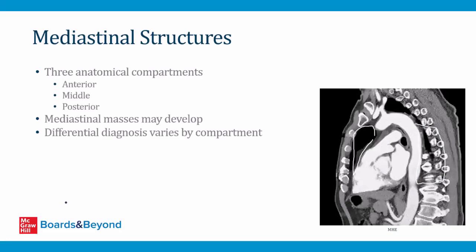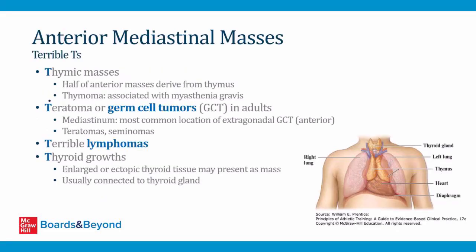And it's important to know what's found in each of the three compartments because a common clinical scenario is a mediastinal mass. And the differential diagnosis for what that mass could be varies by the compartment in which you find the mass, whether it's anterior, middle, or posterior. So anterior mediastinal masses are relatively common, and there's a mnemonic you can use to remember the causes of anterior mediastinal masses, and that's the terrible T's. And so all the bad causes of mediastinal masses begin with a T.